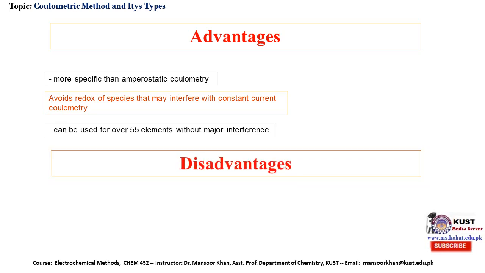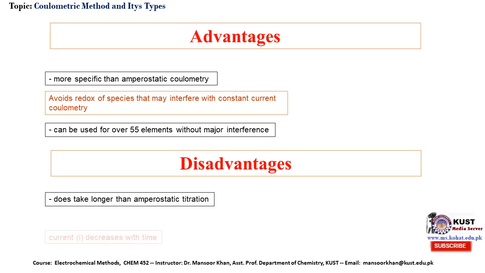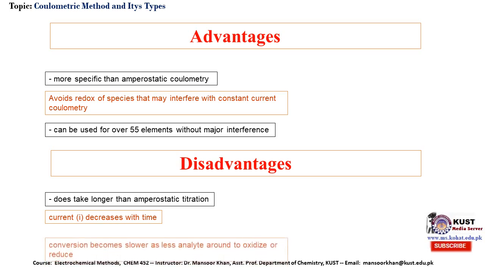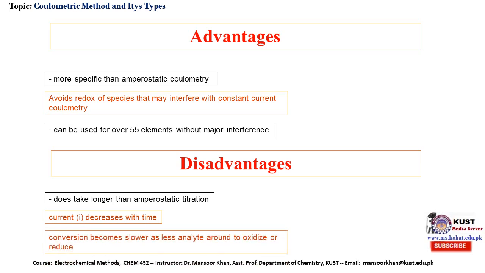While in disadvantages, it takes longer than amperostatic titration. It means that this technique is slower, or we can say time consuming, as compared to amperostatic titrations. Current decreases with time. It means that the response is not constant. Also the conversion becomes slower as less analyte is allowed to oxidize or reduce as the current decreases. So that's why the reduction and oxidation take place slowly per titrant.